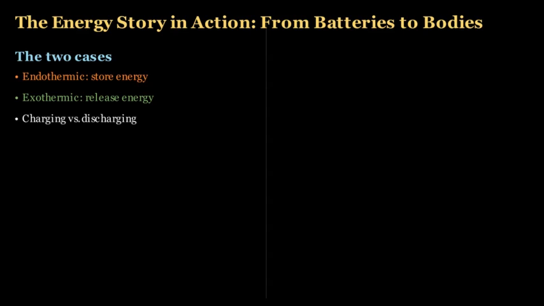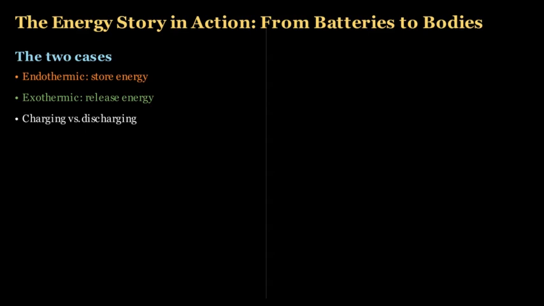Exothermic processes release energy. Cellular respiration breaks glucose to release ATP, a discharging battery powers a device, and a campfire releases heat and light. The key is that the total energy of the universe never changes, it just moves between being stored and being released.